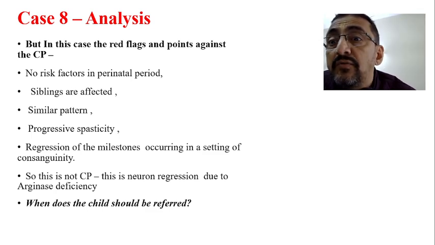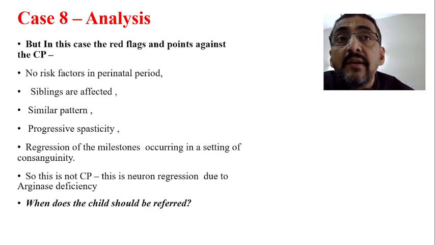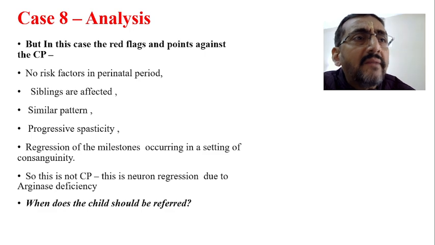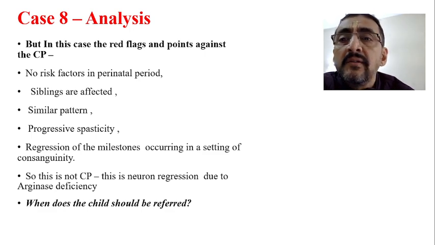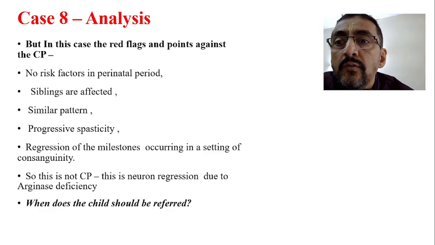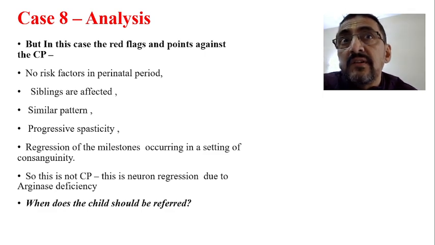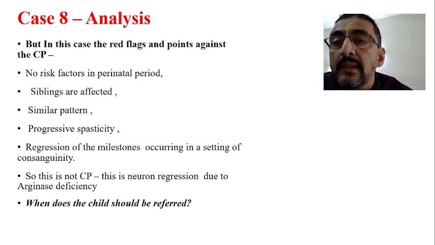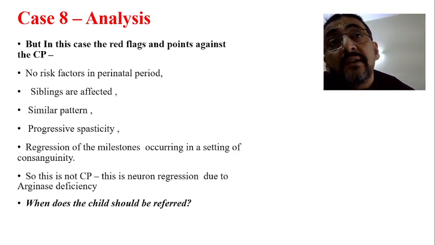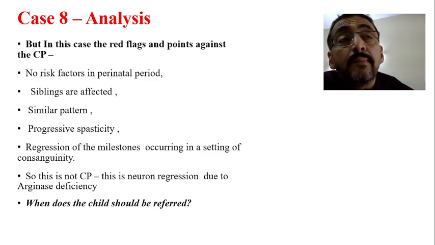Number two, siblings are affected. Both the kids are affected, one is 5 years and another 7 years. CP is not a chromosomal problem. CP is because of perinatal events or some other damage. So siblings being affected raises concern towards some chromosomal problems. Then, a similar pattern: both the kids show the similar pattern. In both the kids, the regression started after a minor illness.